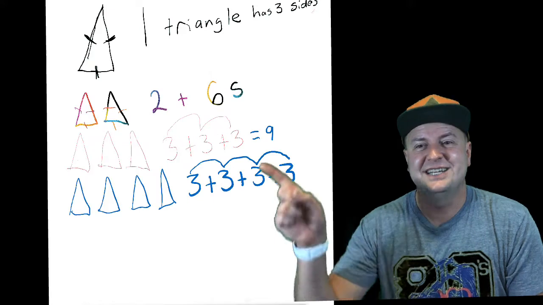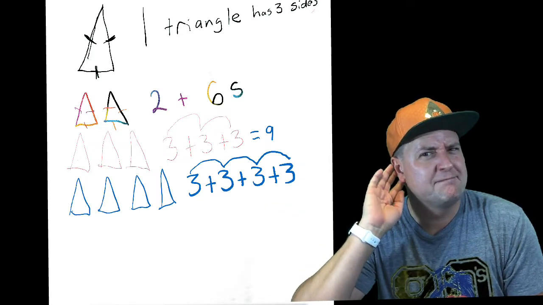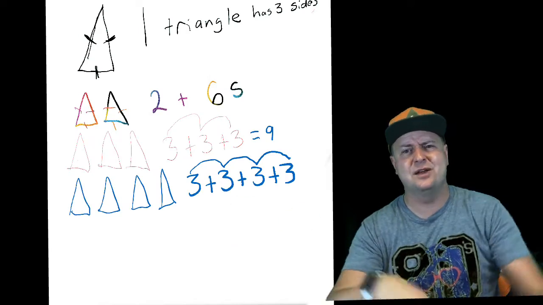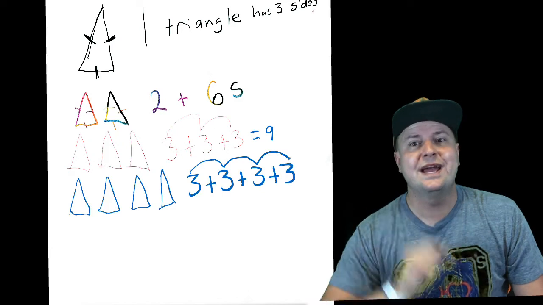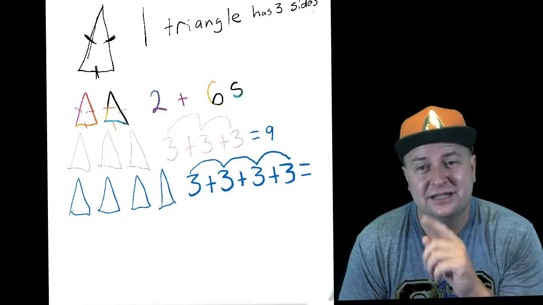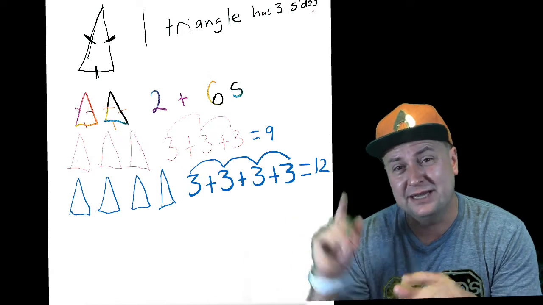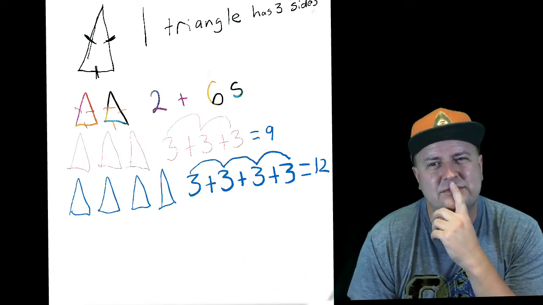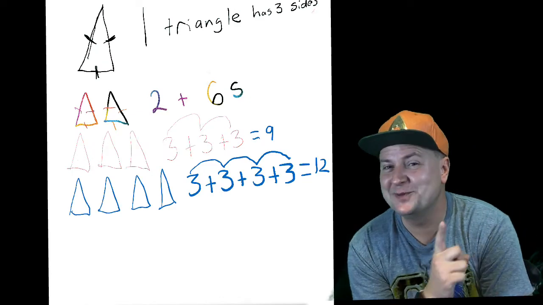So 3, 6, 9. What is it? Not 15. Come on, slow down. 3, 6, 9, 12. Okay, now I know you can do that one. Sorry, I'm still using my magic to write that. Let's see. What would come next? Some of you already have caught on.